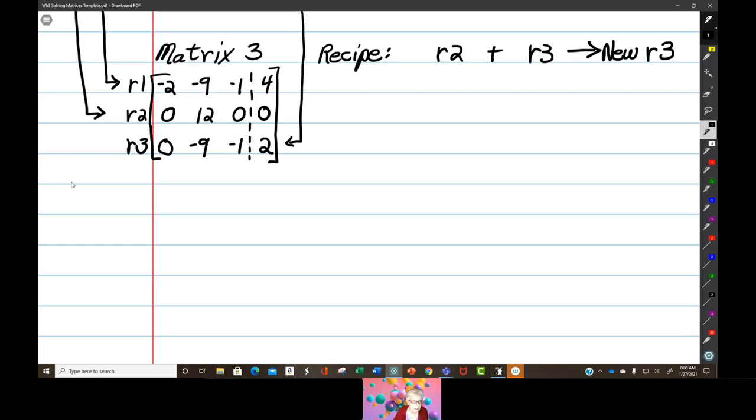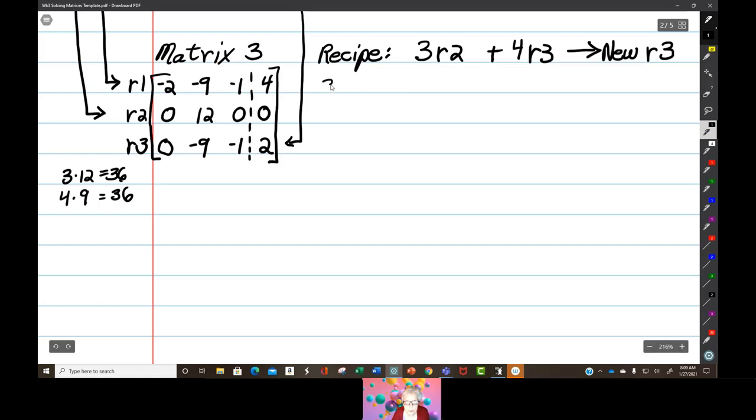Bingo! 3 times 12 is 36. And 9 times 4, or 4 times 9, let's keep everything in the right order, 4 times 9 is 36. So, hey, if I take all the numbers in row 2 and multiply them by 3, that'll give me a 36 in that position. And if I take all the numbers in row 3 and multiply them by 4, I'll get negative 36 right there. 36 minus 36 is 0. That's precisely what I need.